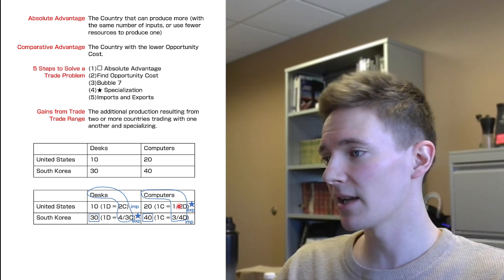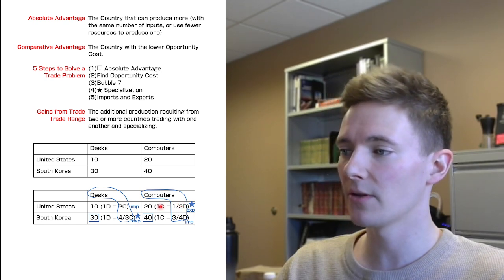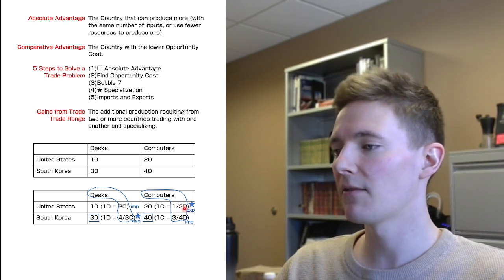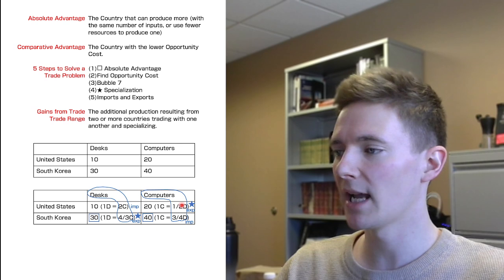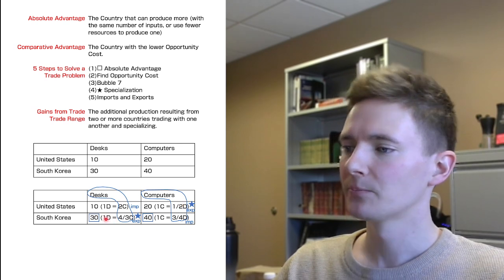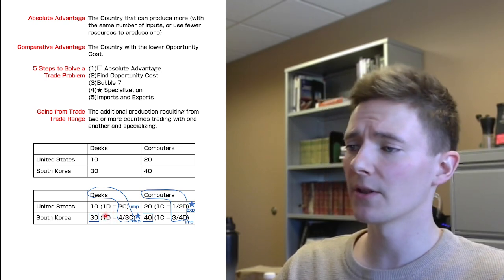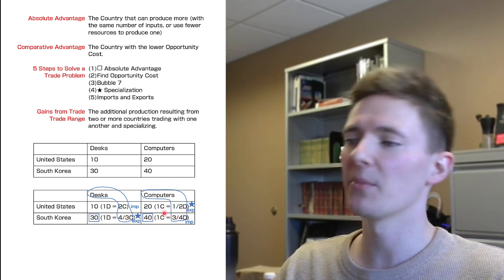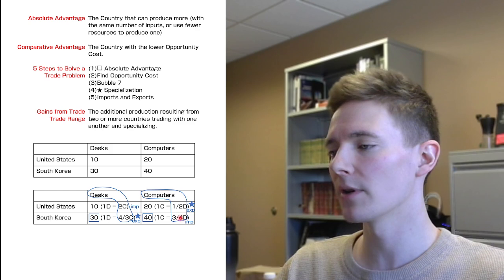And then I can just flip it. I can find the reciprocal over here. So each computer for the United States is going to cost 1/2 of a desk. I can take 10, the other, put it over here, 20, and that gives me 1/2 of a desk. Down here for South Korea, one desk is going to cost 40 over 30 or 4/3 of a computer. And then over here, one computer is going to cost 30 over 40 or 3/4 of a desk.